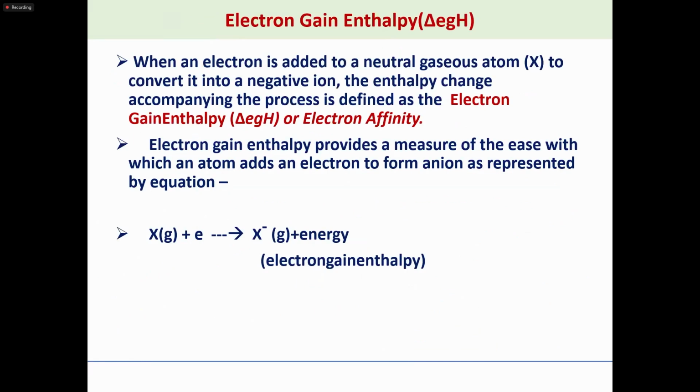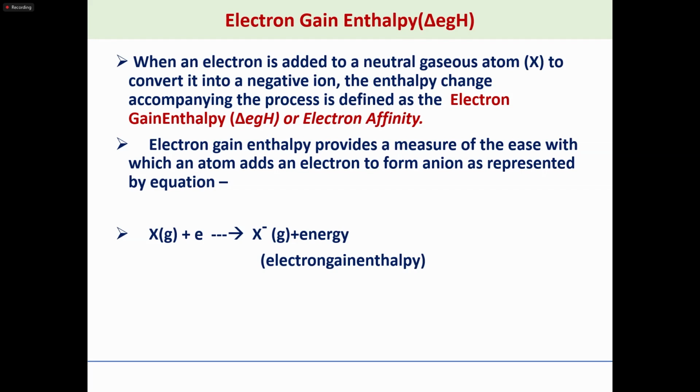Now we will learn about electron gain enthalpy. Electron gain enthalpy means we want to add one electron. Ionization energy or ionization enthalpy means removing one electron, but electron gain enthalpy means we want to add one electron.